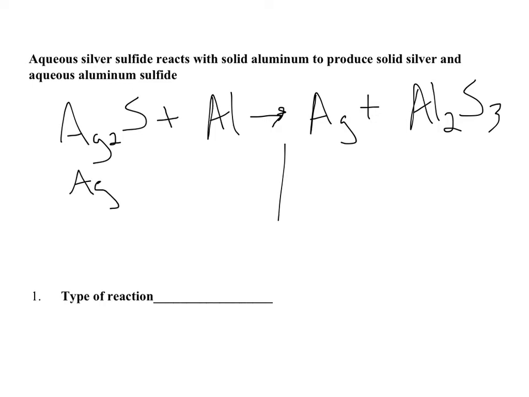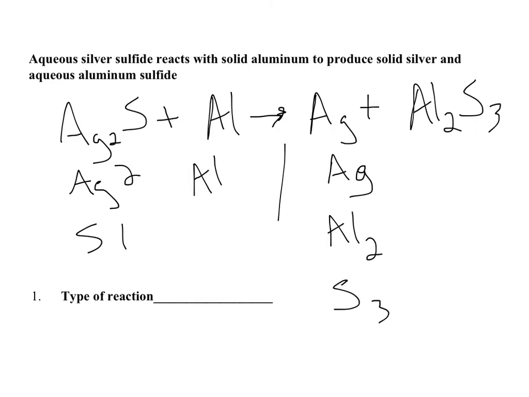So let's count this up. We've got 2 silvers, 1 sulfur, and 1 aluminum. On this side we've got 1 silver, 2 aluminums, and 3 sulfurs. So I'm going to need to figure out the sulfide. Okay, if I put a 3 in front of the silver sulfide, that gives me 3 sulfurs, so that matches that up. It gives me 6 silvers, but that's okay. I'm going to come back and deal with that later.